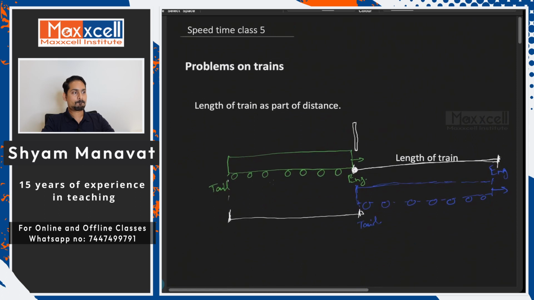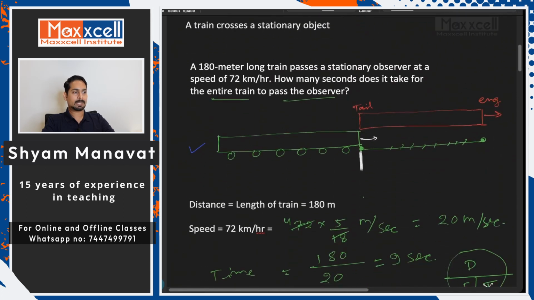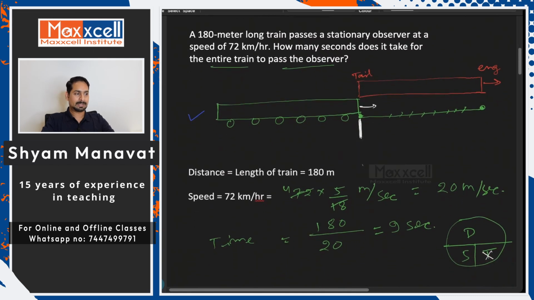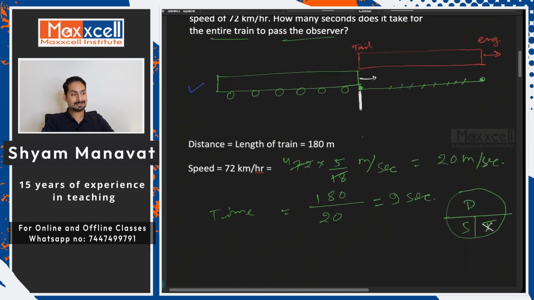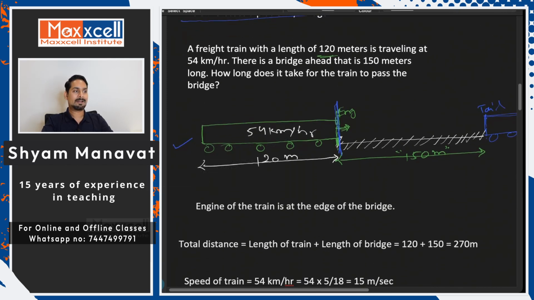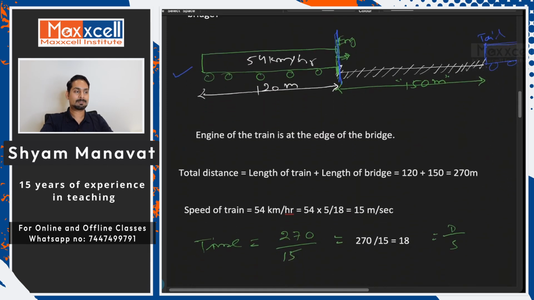The first case: a train passes one narrow object. It passes the distance which is the length of itself. Second, a train crosses another distance, and here you have the length of the train given. So you consider the length of train as part of distance, so the total distance will be this distance plus the length of train.